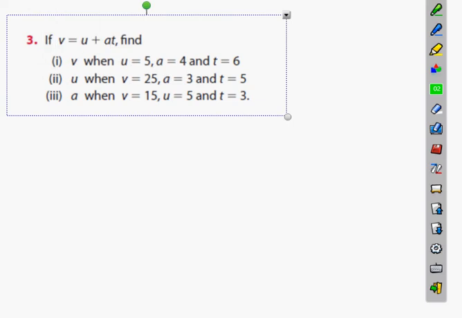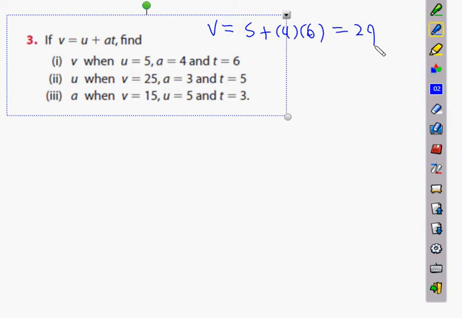Now, phi equals u plus at. Find the value of phi when u equals 5, a equals 4 and t equals 6. Phi therefore is equal to 5 plus 4 multiplied by 6. Phi equals 29. Are you happy with that?